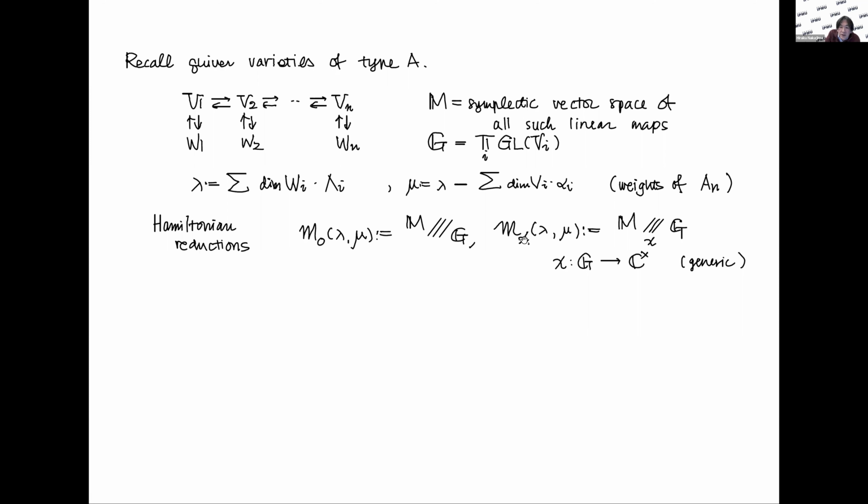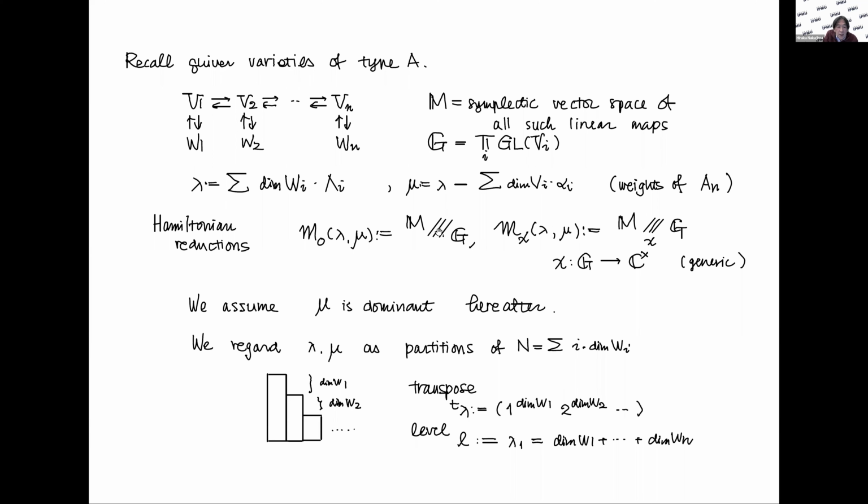Another is a GIT quotient. I pick a character from G to C star, a group homomorphism from G to C star. I choose a generic one and take a GIT reduction. Maybe chi is just a product of determinants. I assume mu is dominant hereafter; by a certain Weyl group symmetry, it is not a big loss of generality. And we regard lambda and mu as partitions of large N, where large N is equal to the sum of i times dimension Wi.